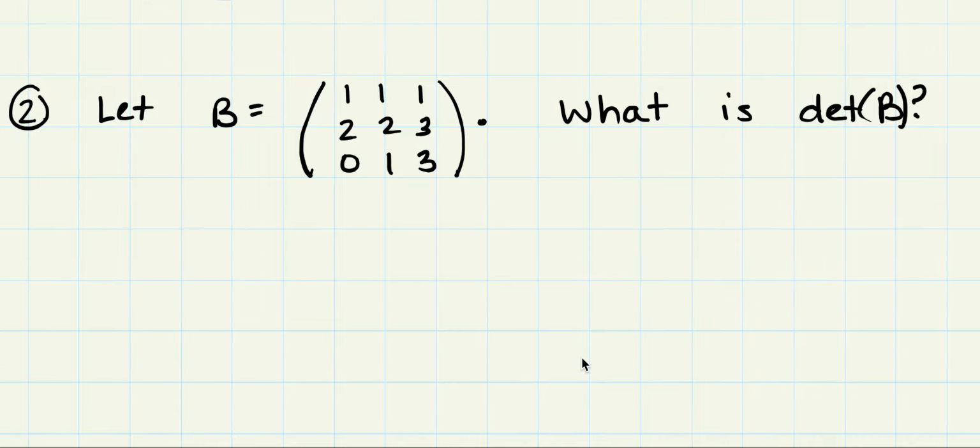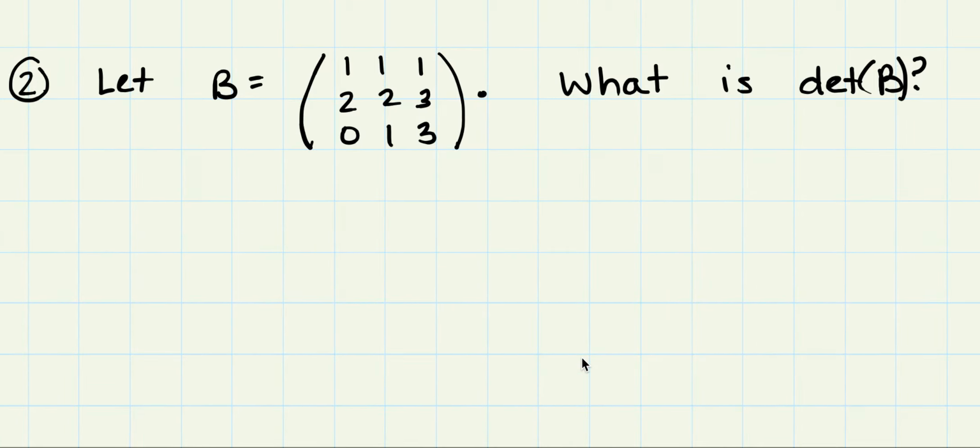Let's try another one. So this one, again, we can find the determinant like normal, but let's see if we can multiply by an elementary matrix or more than one elementary matrix. What I'm going to do for this matrix, you can pause this video and think about it for a second, and then see if you can come up with a way to get this matrix maybe into upper or lower triangular form.